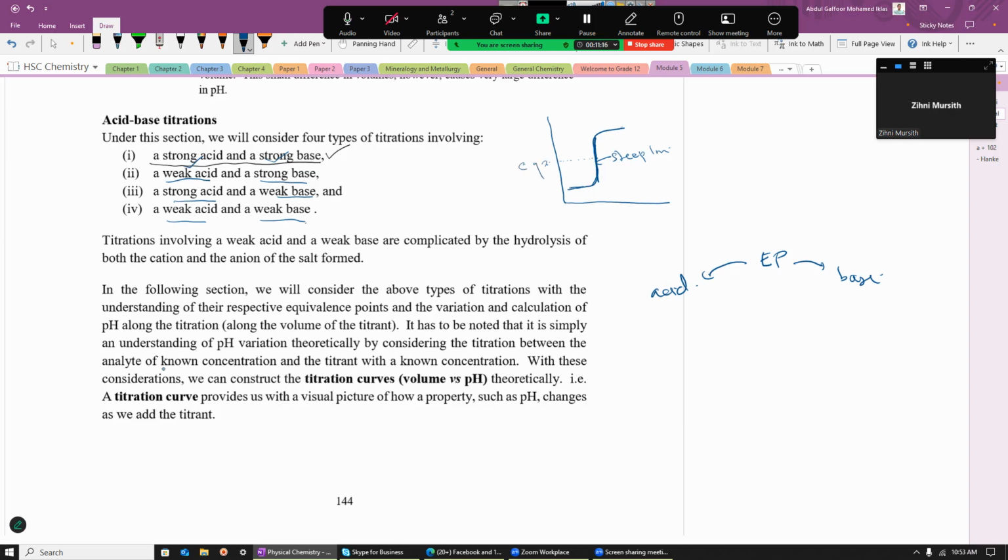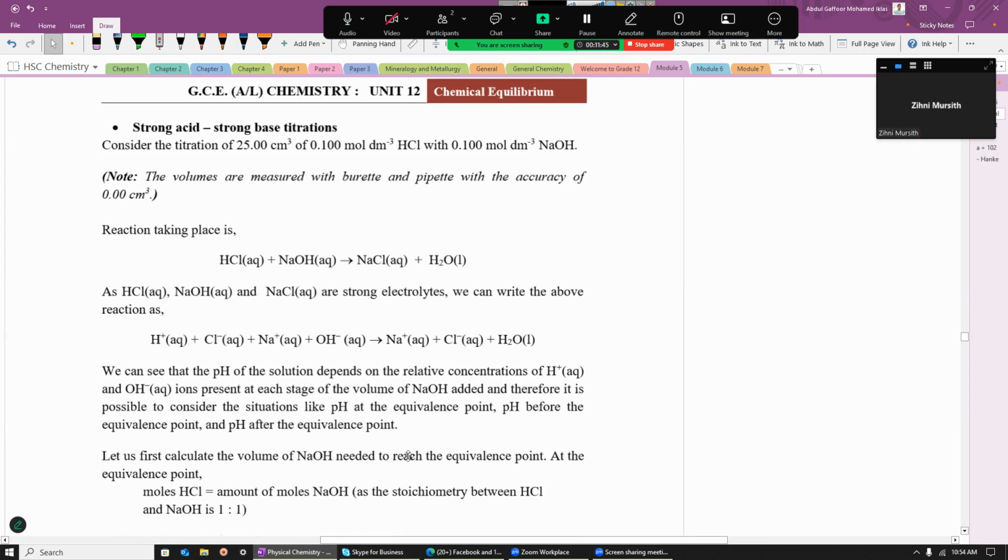Now titration curves, that's what we have to study. A titration curve provides us with a visual picture of how properties such as pH change as we add the titrant. What we are actually plotting in the graph is how the pH varies when we add the titrant. That's what we are drawing. Now, strong acid, strong base titration.